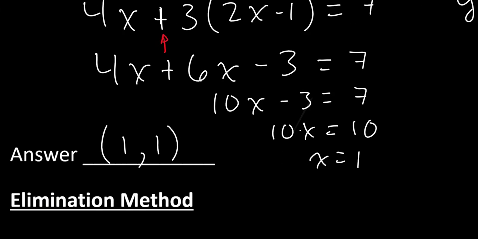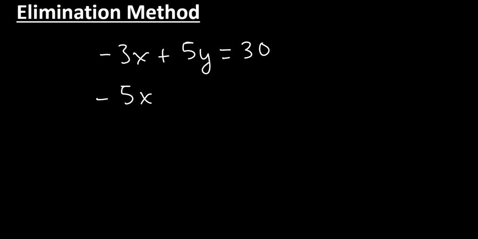I'll rewrite it. It's good practice because you can see I had a tendency to not rewrite it carefully. So I'm going to try and be real careful here. You're looking at your copy at home. Holler at the camera if I miss it. So I've got a negative 3x plus 5y equals a positive 30. And I have negative 5x minus 3y, and that equals negative 52.